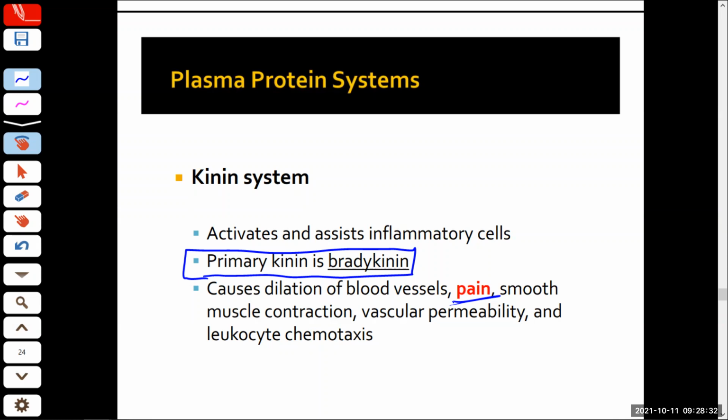What else causes pain? Prostaglandins from your mast cells. So mast cells can cause pain and your plasma protein systems can cause pain.